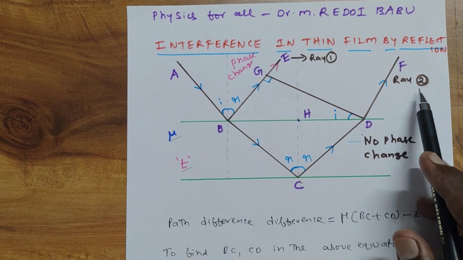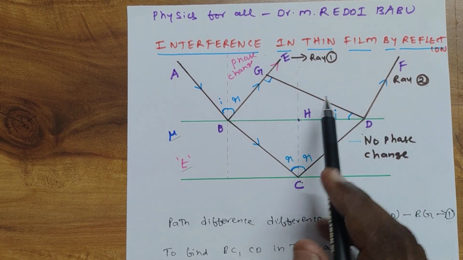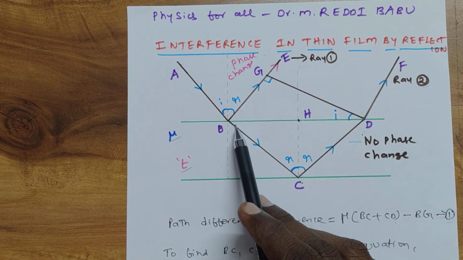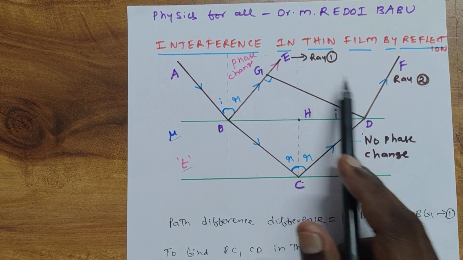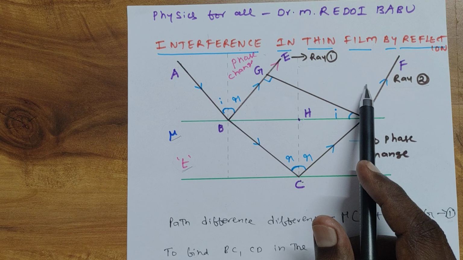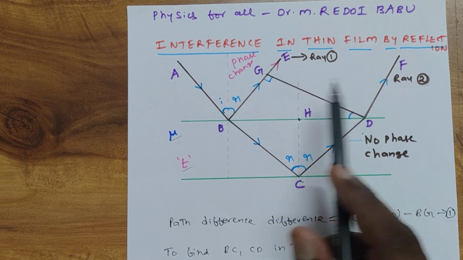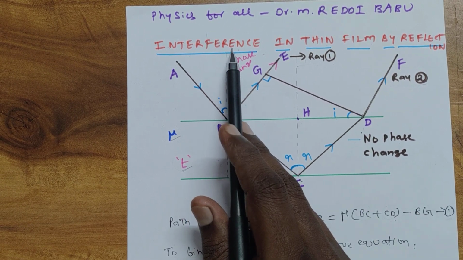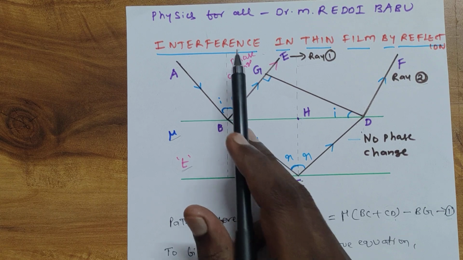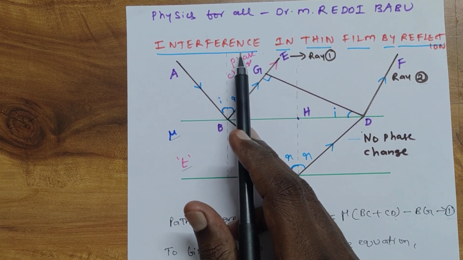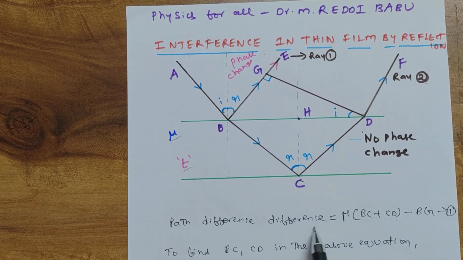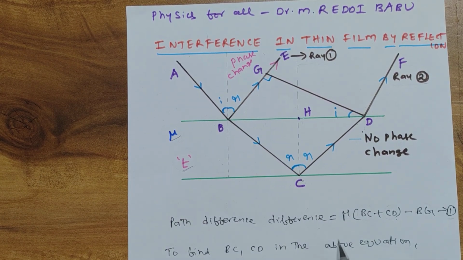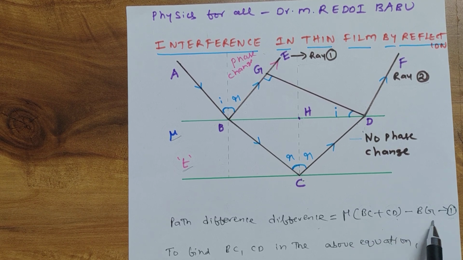Finally, we are going to get ray 2 and ray 1. Ray 1 is from the reflection from the upper surface and ray 2 is the reflection from the lower surface. Both ray 1 and ray 2 are going to superimpose with each other and produce interference phenomena. Now we have to get equations for the bright fringe and dark fringe. In order to get these equations, we have to calculate the path difference. Path difference is equal to mu into (BC plus CD) minus BG.